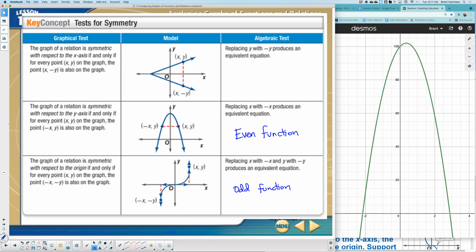With respect, that means that's what it's rotating or flipping on. It's kind of like that's the mirror. So on this one, the mirror would be the x-axis. It mirrors what's on one side with the other. This one would be the mirror here. This one would be the origin, which is a little trickier to think of. It basically means the first quadrant goes to the third, second quadrant goes to the fourth. That's the origin. Even means first and fourth go to second and third. Okay, here's a different question for you. If we call this an even function and we call this odd function, what type of function do you think this is?